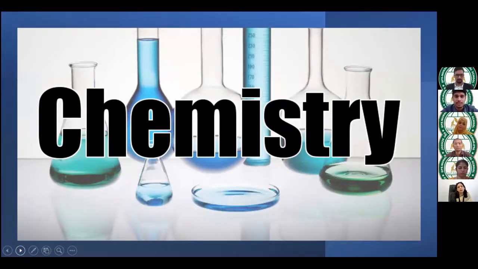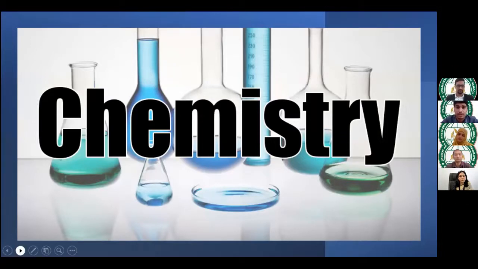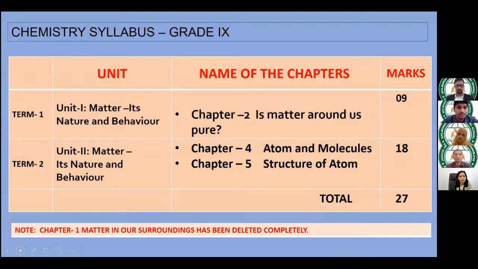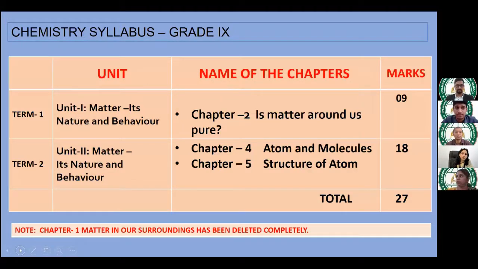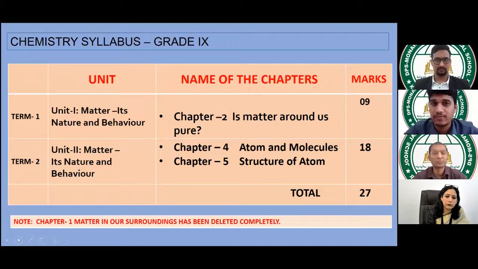My name is Rajiv and I take chemistry for grade 9th and 10th. Let's talk about chemistry for grade 9th first. Talking about term 1 and 2, for grade 9, in term 1, we have chapter number 2, matter around us pure, carrying 9 marks for term 1. And in term 2, we have 2 chapters for chemistry, chapter 4 and 5, atoms and molecules and structure of the atom, comprising a total of 18 marks in term 2. So it makes a total of 27.